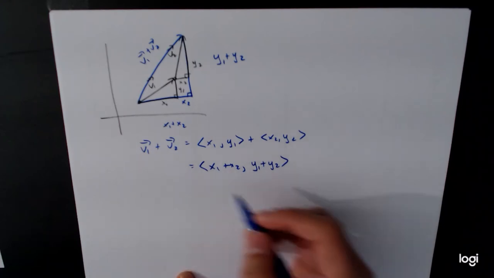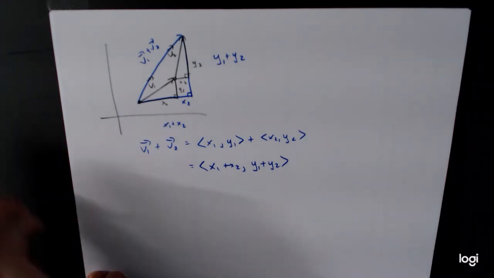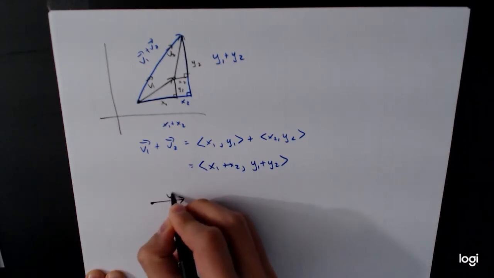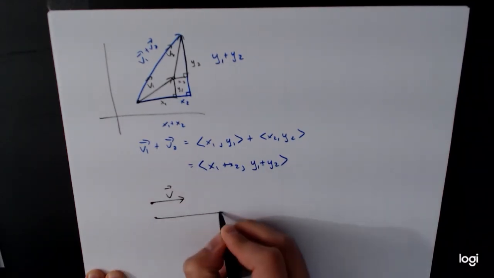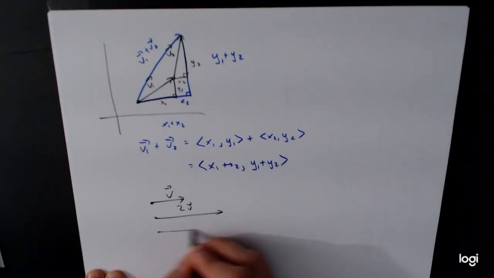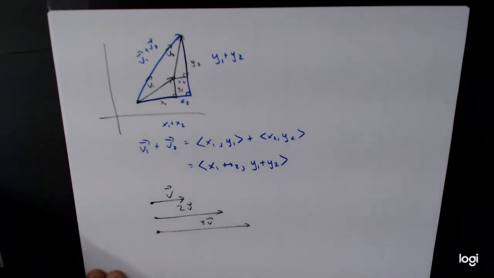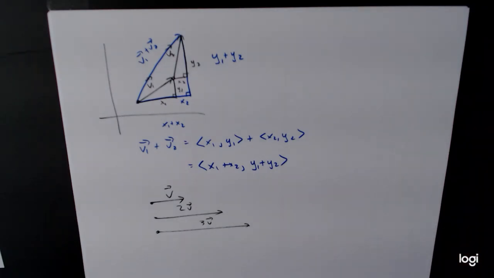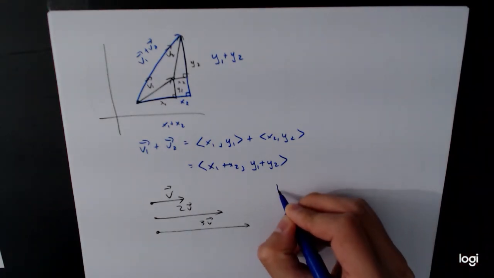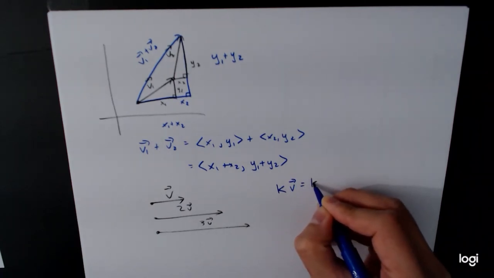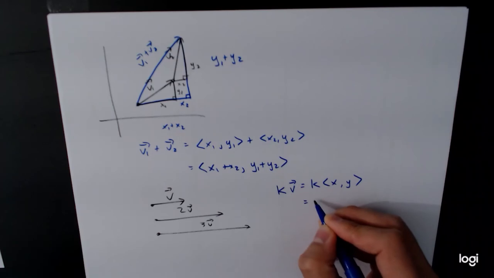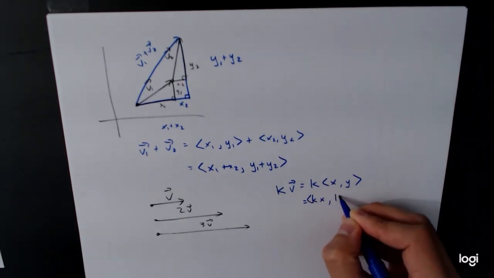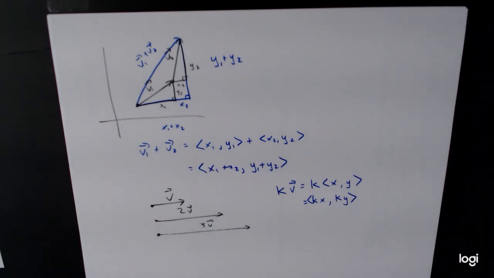Something similar happens when we do scaling of vectors. So we'll start with, let's use a black pen here. If we have a vector v, if we wanted to do 2v, it's twice as long. If we wanted to do 3v, it's three times as long. One way of thinking about this is that we're adding the vector to itself multiple times, which leads us to the idea of multiplication as repeated addition. And so if we wanted to do k times a vector v, that's k times x comma y, all we have to do is scale each component separately, kx, ky. And so this gives us the basics of how we're going to start doing these manipulations.